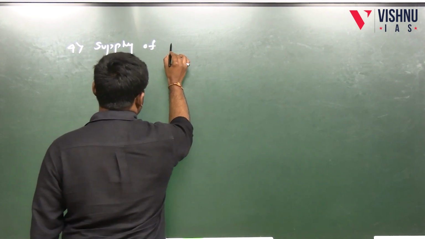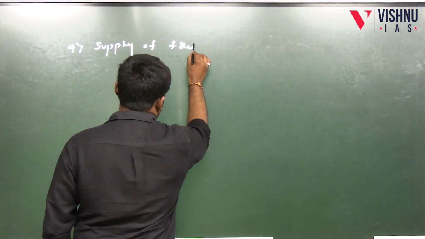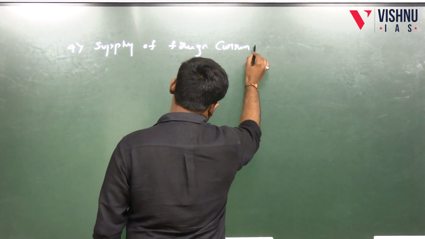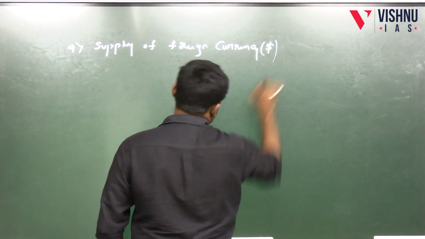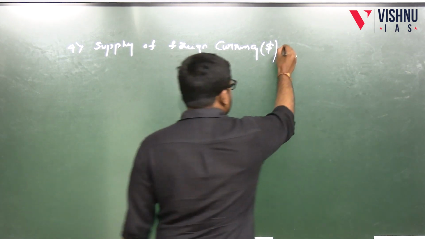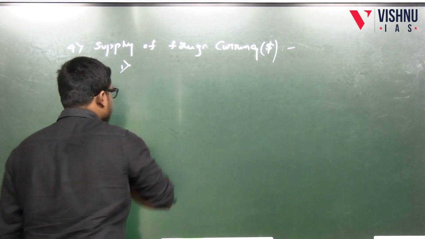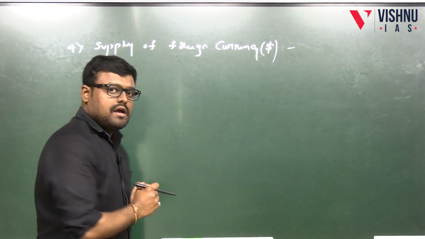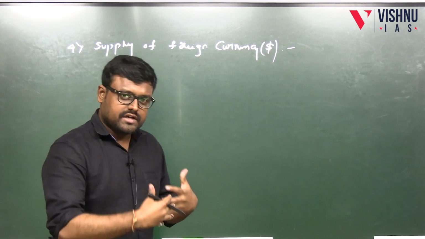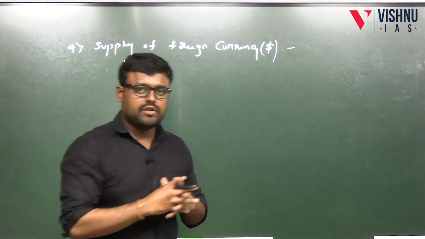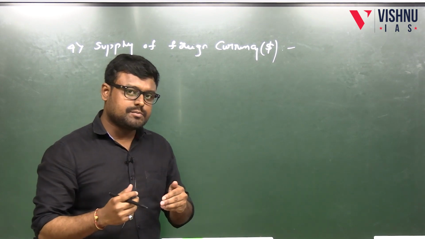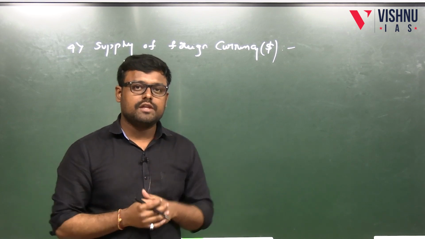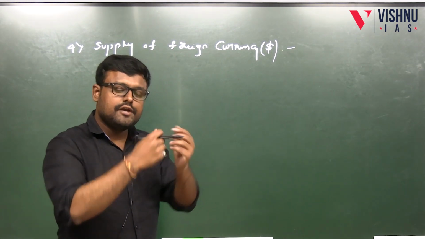Supply of foreign currency. So here foreign currency means I have taken dollars. So when there will be supply of dollars into the Indian economy, students, see here, suppose if exporters present in India want to export something to the USA, suppose they want to export, let us say, oranges, what they will receive? They will receive dollars only. So this will create supply of dollars into the Indian economy.